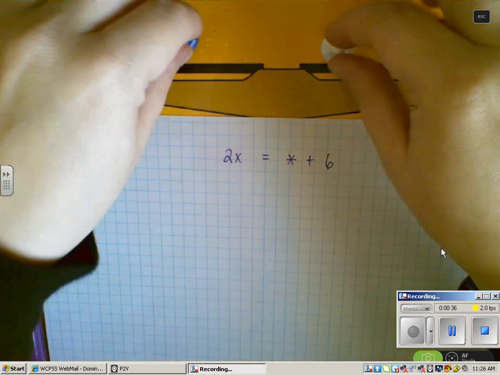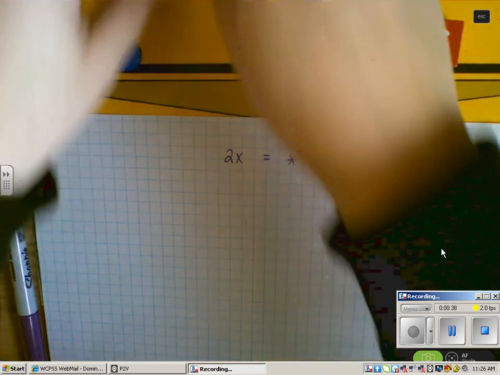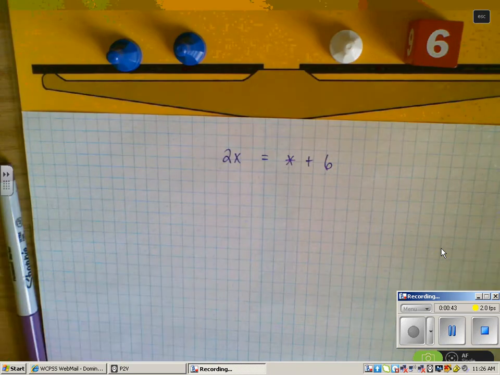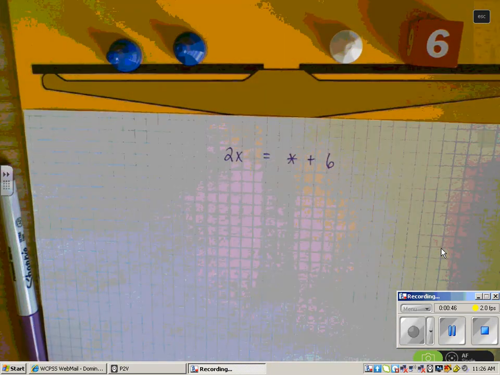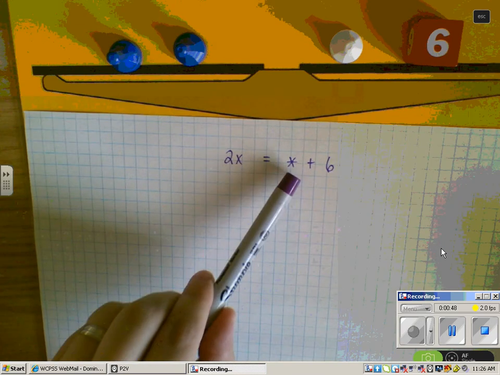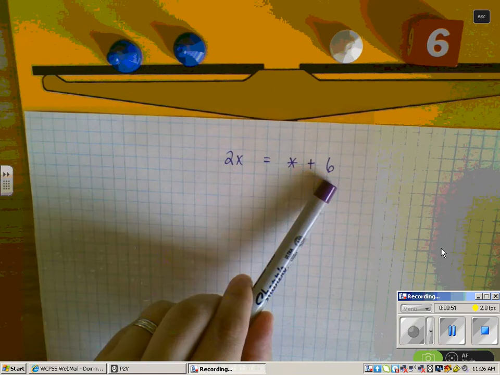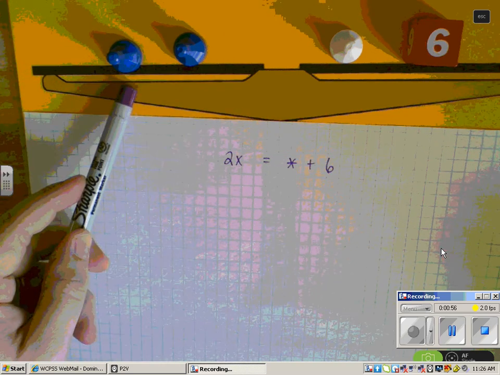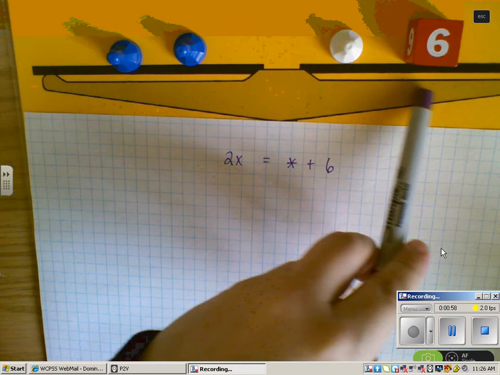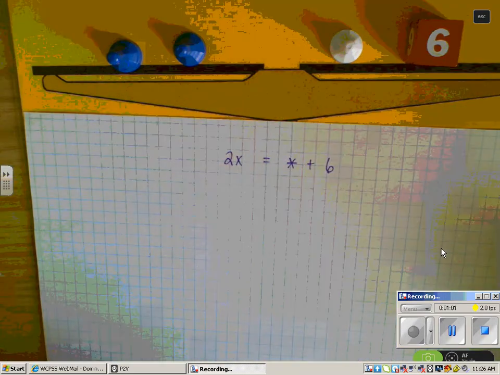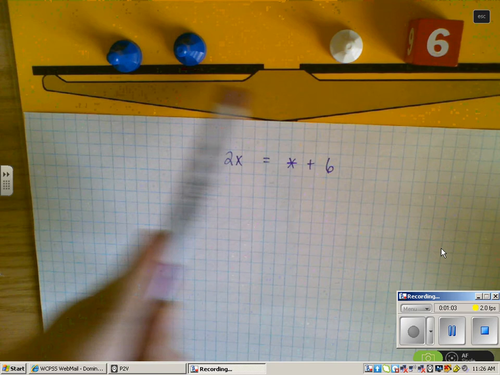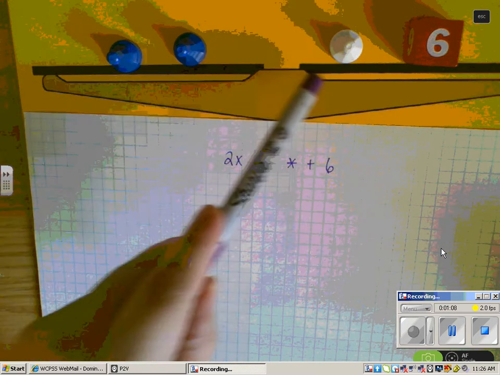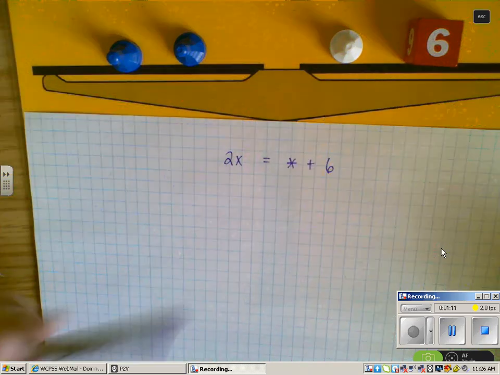Well, we learned that you can take a 0 away from a side as a legal move. But what happens when we have an equation like this? The equation is 2x equals star plus 6. When I look at my equation, I don't have a 0 over here, and I don't have a 0 over here. And I don't have a blue pawn on both sides that I can take away. And I don't have a white pawn on both sides, or a star on both sides that I can take away.